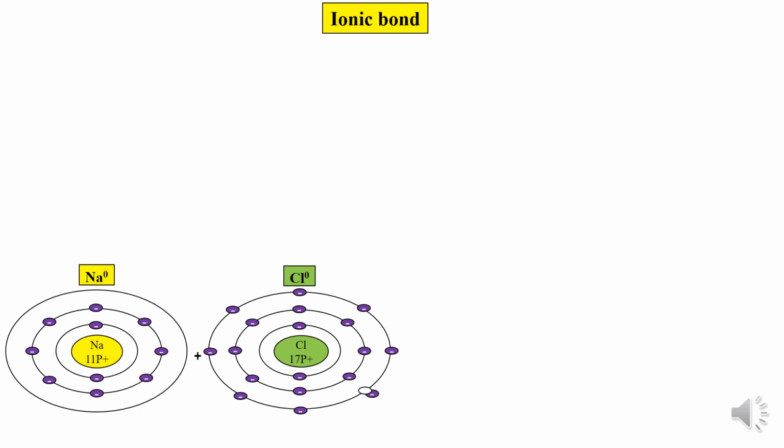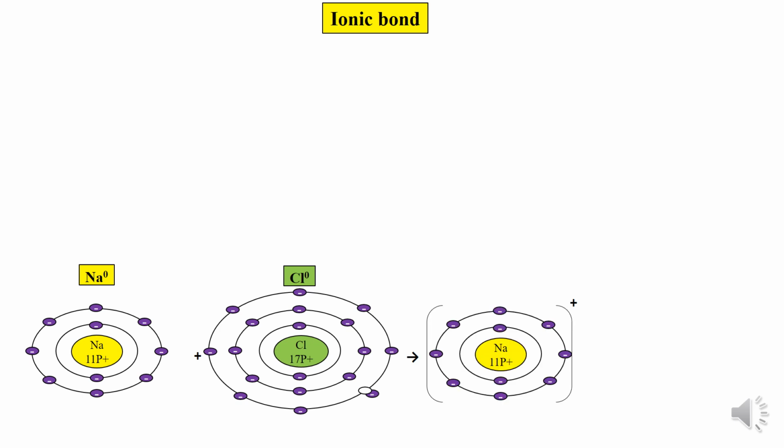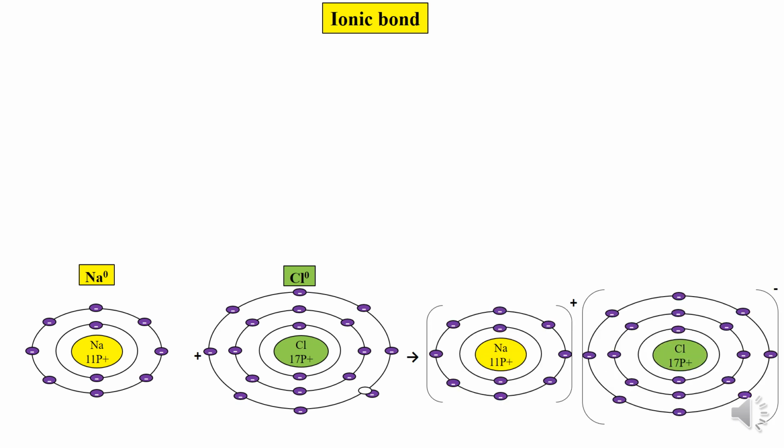So sodium, being a metal, loses the outermost valence electron to the chlorine atom, and chlorine, being a non-metal, accepts the electron given by the sodium atom. This results in formation of sodium ion and chloride ion, that is, the common salt is formed.